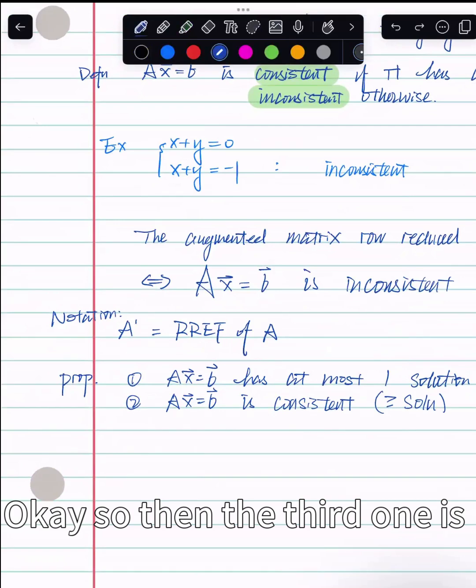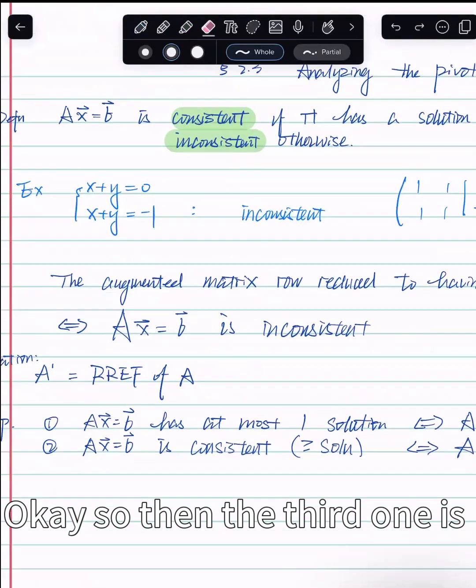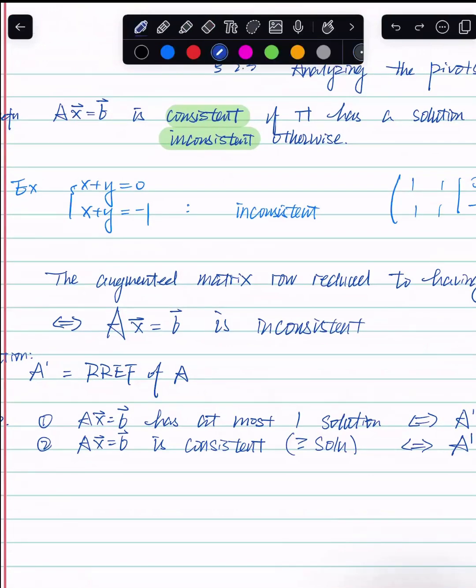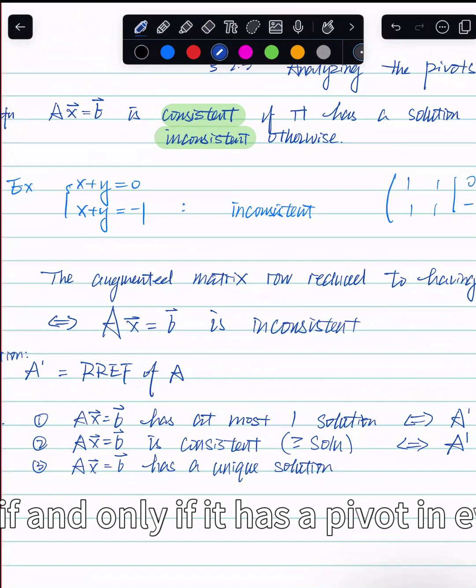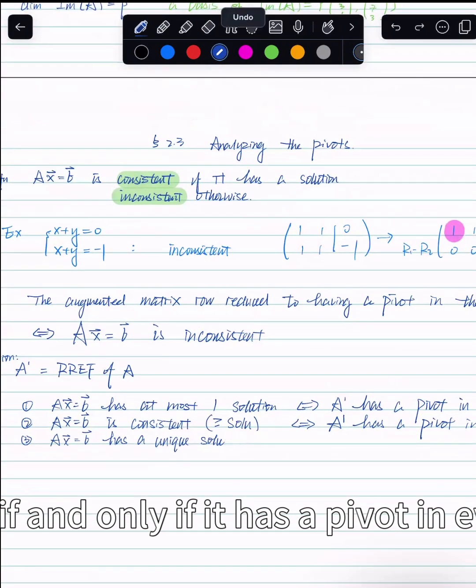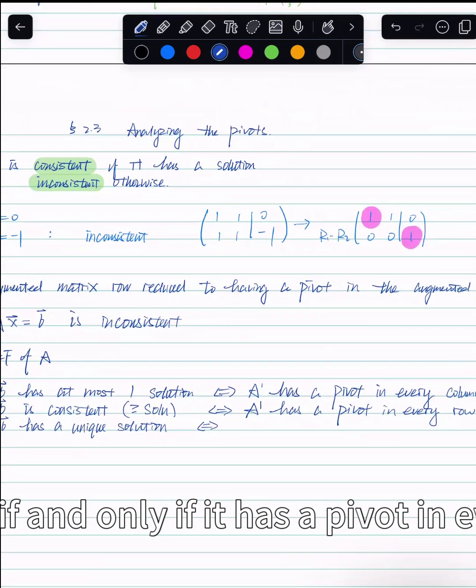Okay, so then the third one is we say AX equals B has a unique solution if and only if it has a pivot in every row and column.